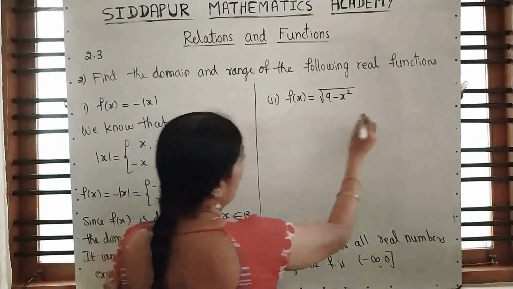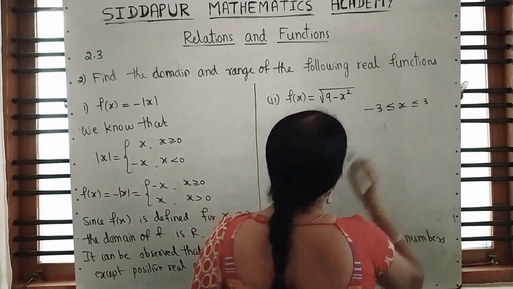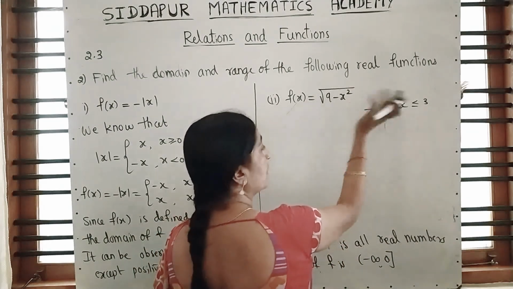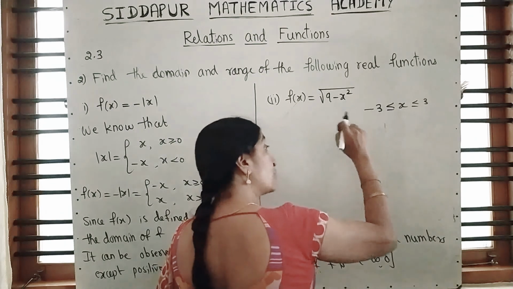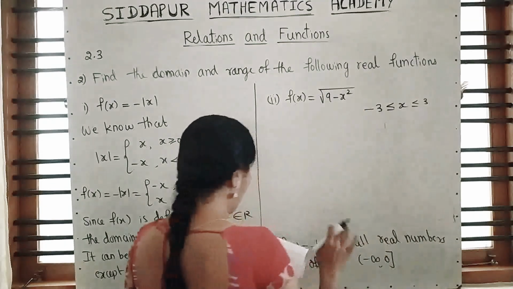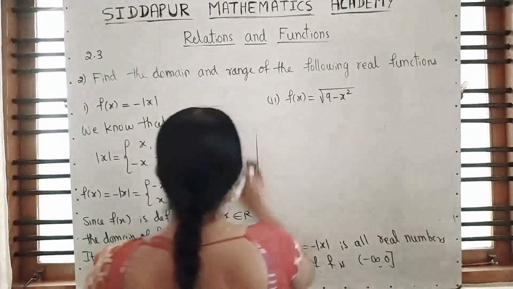So it is defined in between minus 3 to plus 3. For example, if you write minus 3 square, 9 minus 9 is 0. Minus 2 square becomes a positive. So here 9 minus 4 is 5. You are getting all positive numbers. Understood? So how do you write then?